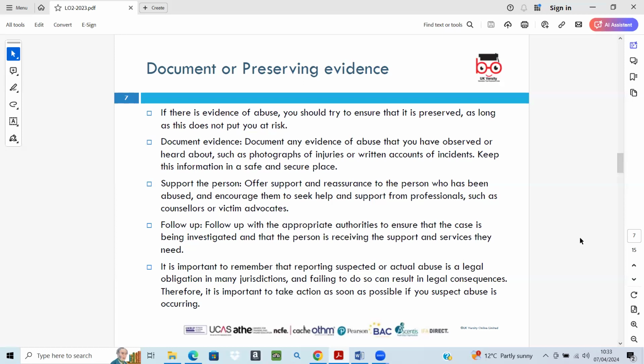And if we understand the importance of documenting and preserving evidence, a care worker can play a critical role in safeguarding individuals and ensuring that abuse is addressed appropriately. This is about slide 7.